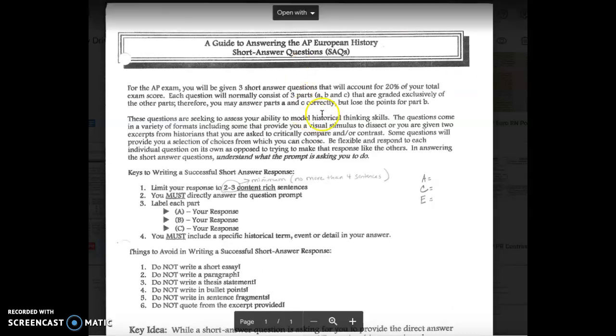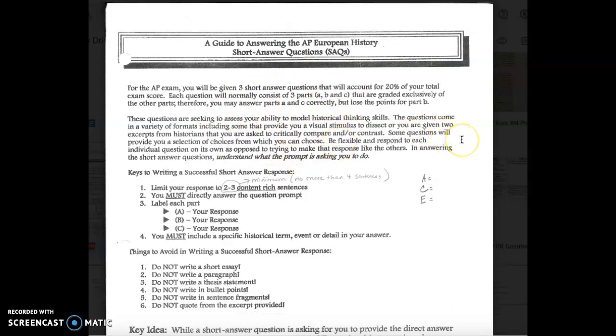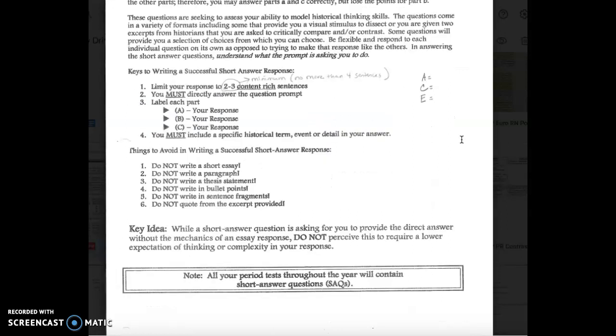I'm going to skip this part up here because this tells you about when you're actually taking the AP exam, how many questions you will be given, okay? We're not in an AP exam situation yet. I'm just exposing you to short answer questions in hopes that you'll feel more comfortable by the time May comes around and you take the AP exam for European history.